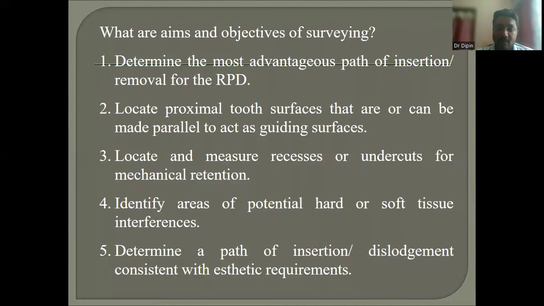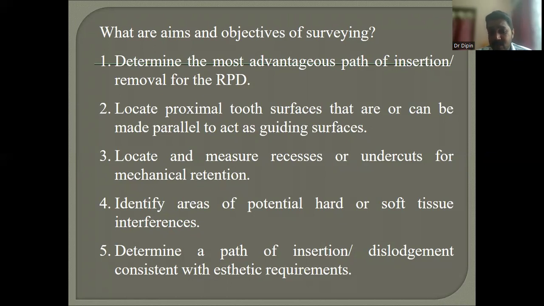So what are the aims and objectives of surveying? To determine the most advantageous path of insertion or removal of the RPD. Most advantageous path of insertion or removal means, for a Kennedy's class 1 and class 2 situation where the posterior most teeth are missing, when we are trying to insert the denture, we will have multiple paths of insertion, because there is no tooth bounded area, since posteriorly it is an edentulous area.